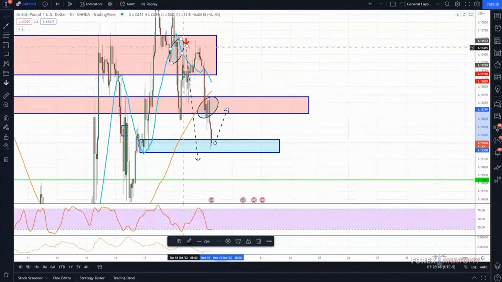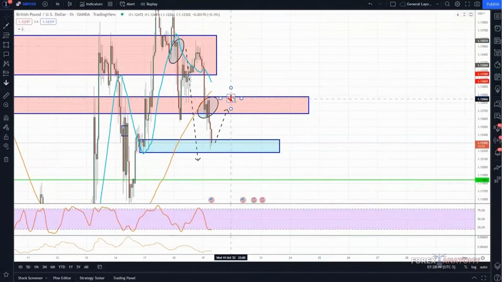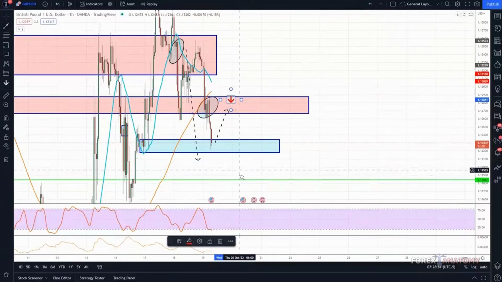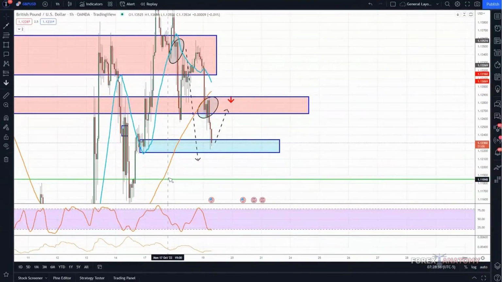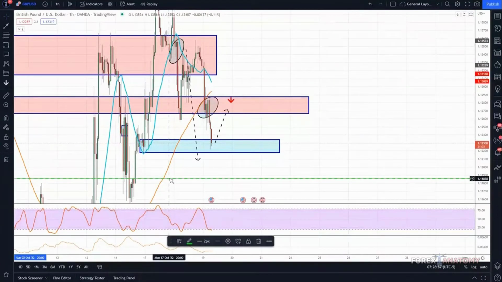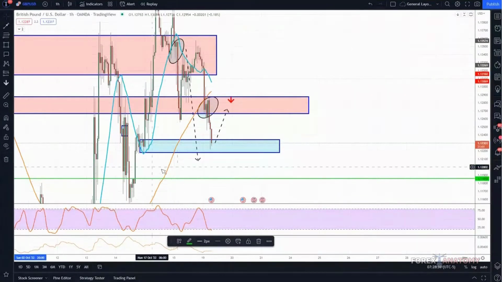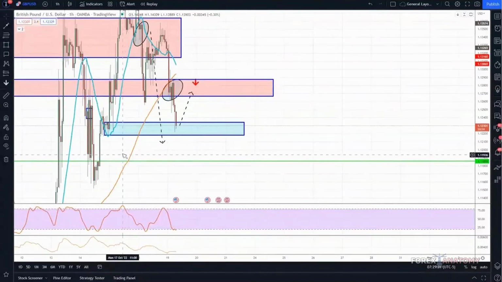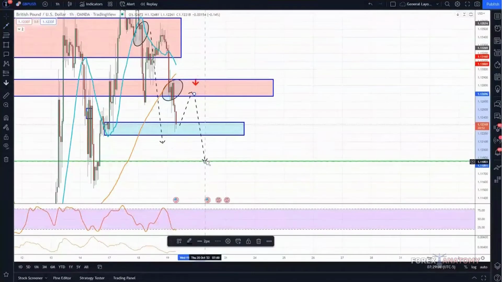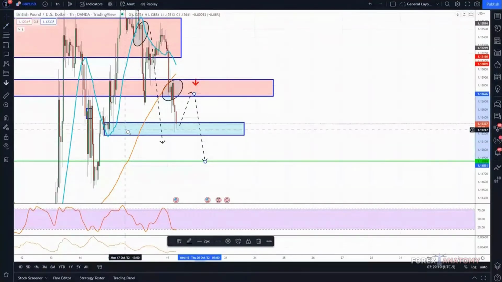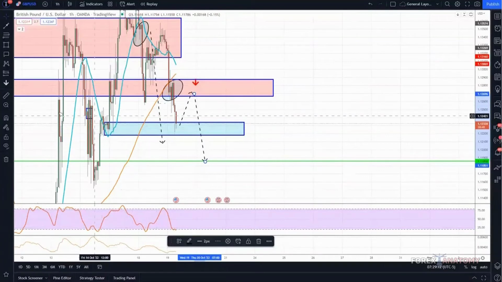And then we're going to see the sellers come in again. And we're going to get another push lower. But this time we're going to target this area right here, right at 1185. So that will be our next target. So from here all the way down to here. So this is what we're going to look out for on pound USD.